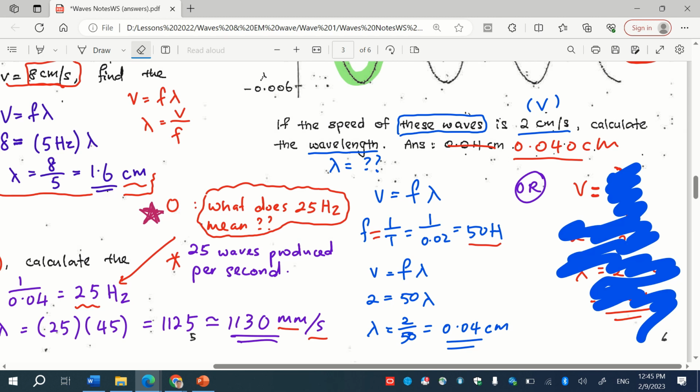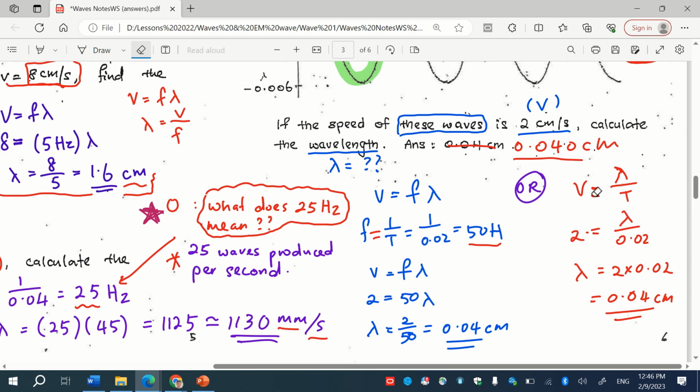I want to introduce the second formula which you learned just now. It is also very useful, using speed equal distance over time, which you learned from primary school. Speed equal wavelength over period. You could have also solved it in one step. V equal wavelength over time. Wavelength is what you want to find. The periodic time, the period, is 0.02, and the wave speed is given as 2 cm per second, and there you go.